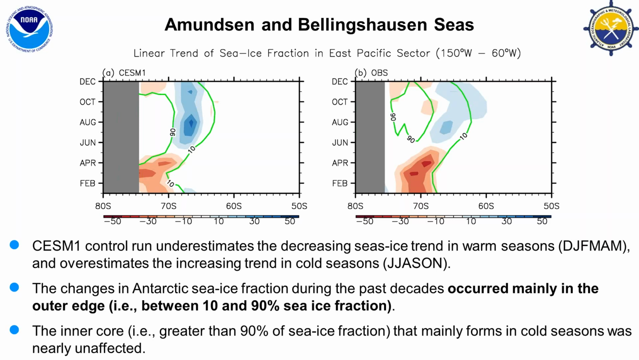Oh, 80%, 90% of this. For this control, this is the color. So this is 30% of sea ice fraction for this period, 1979 to 2014, and then this is like 30%, 20% decrease in sea ice. It's the linear change, so how much sea ice fraction has changed from 1979 to 2014.